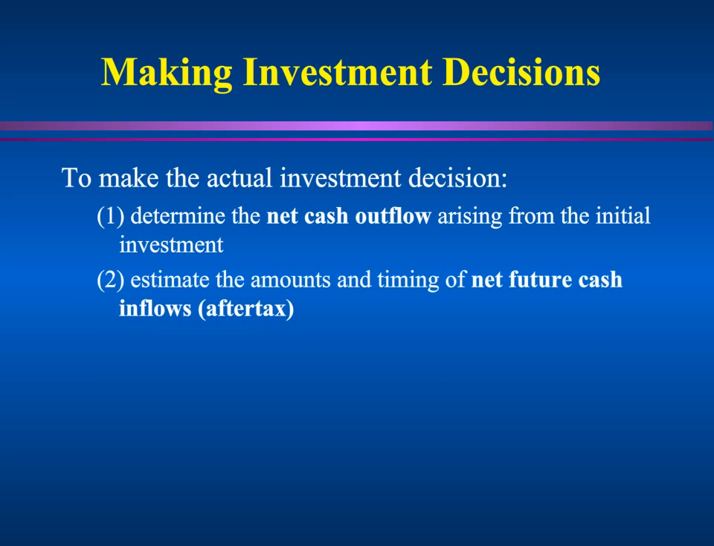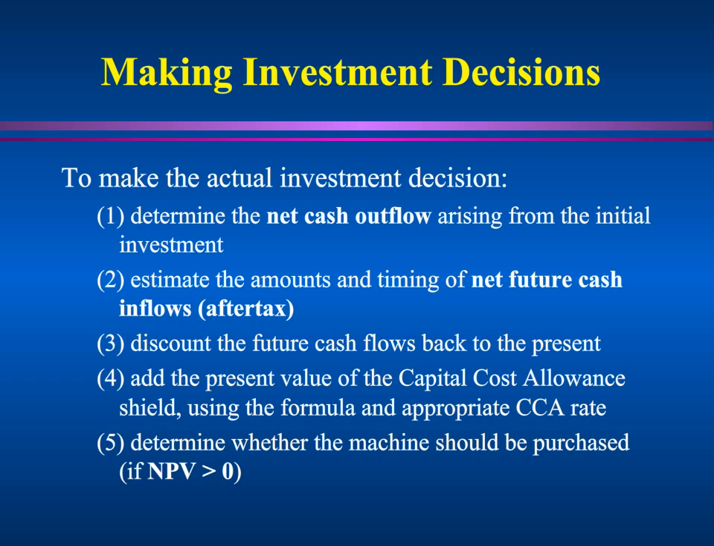Okay, again, just determine the net cash outflows. All right. And determine or estimate the amounts and timing of net future cash inflows. Net future cash inflows, that would be net profit if you're looking at a net profit sort of thing, margins, etc. Discount the future cash flows back to the present. That's the time value of money. And add the present value of the capital cost allowance shield using the formula and the appropriate CCA rate.